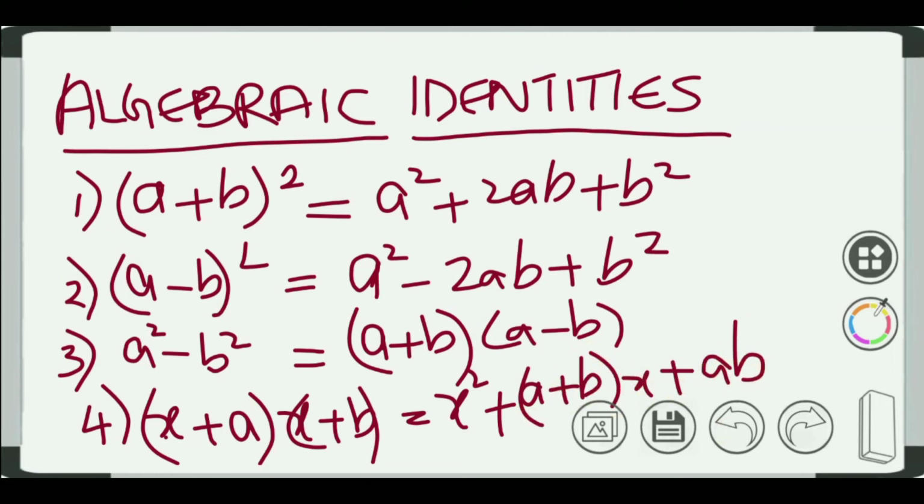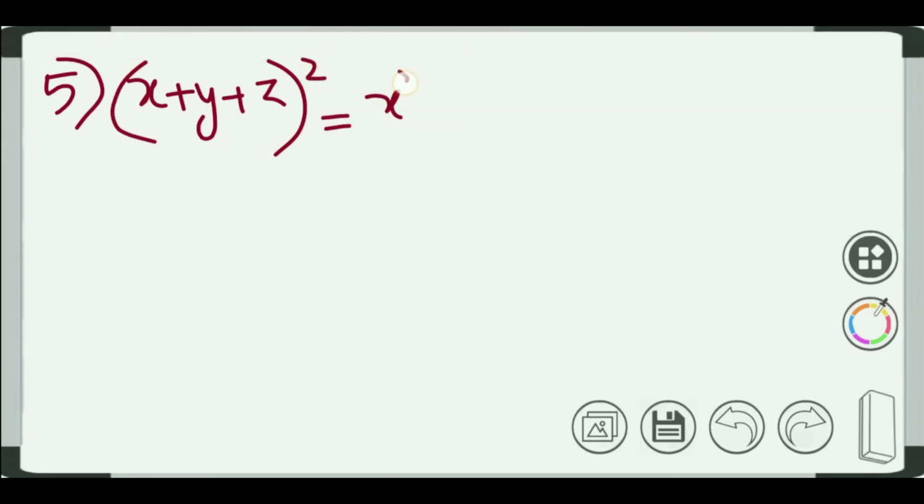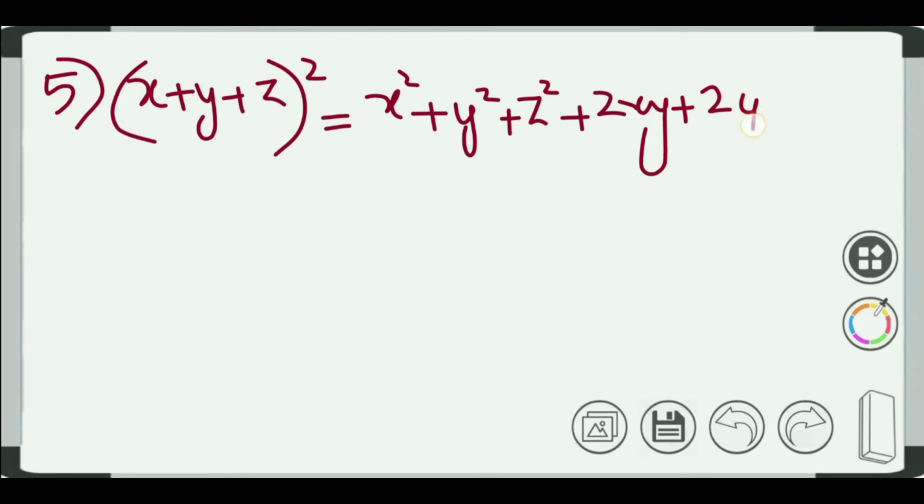So these are the 4 identities which you have already studied in your 8th standard. So now 4 more identities you will be studying. Fifth identity. What is the fifth one? (x plus y plus z) whole square is equal to x square plus y square plus z square plus 2xy plus 2yz plus 2xz. Okay.